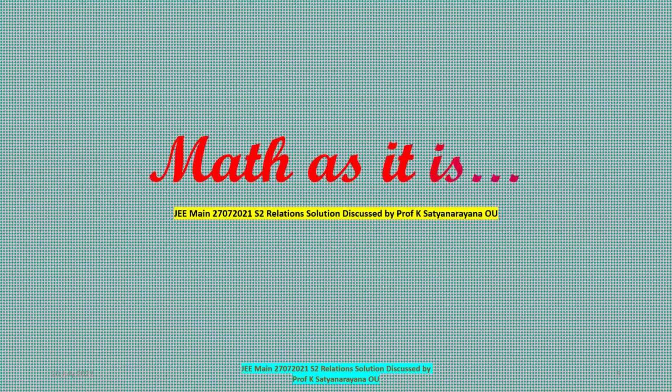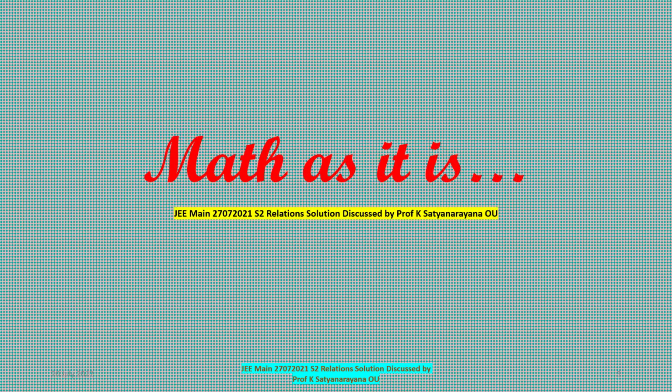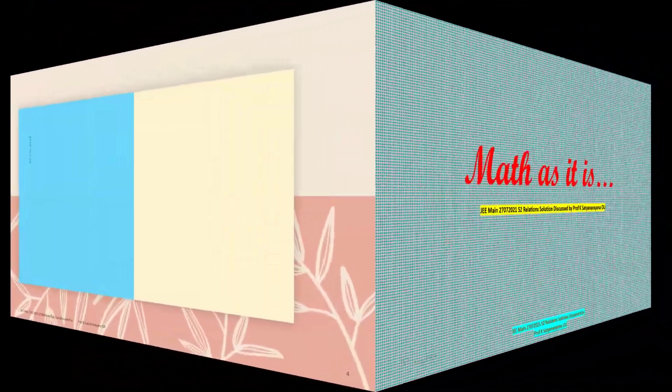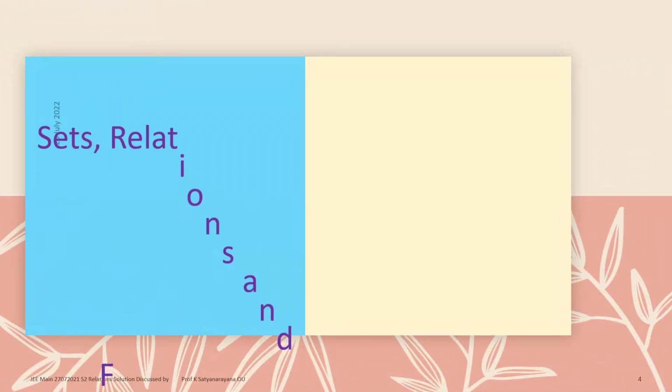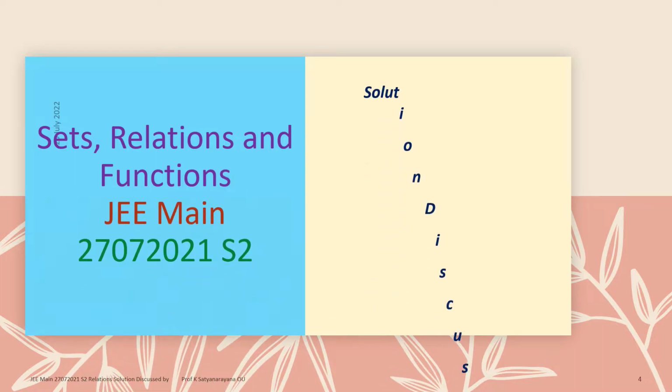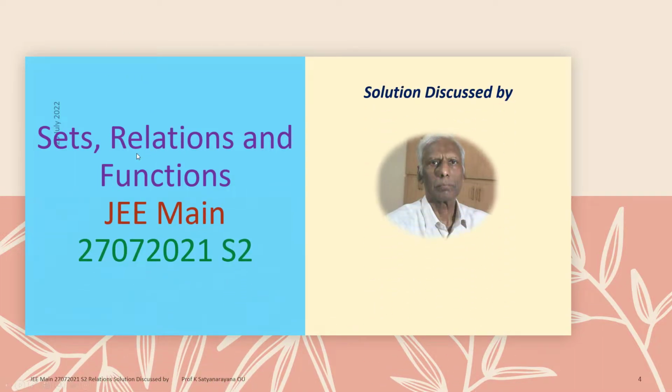We now discuss the solution of a problem from the section Sets, Relations and Functions. The problem is on the types of relations of a set capital A. This question has appeared in the Joint Entrance Examination Main held on 27th July 2021 in Shift 2.